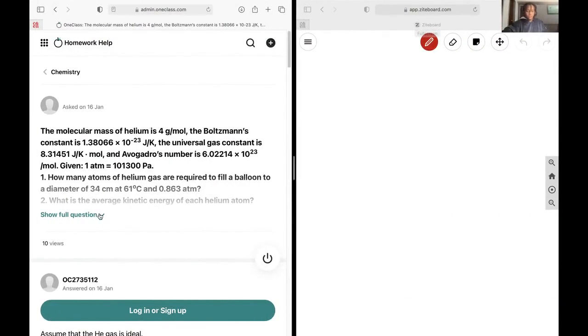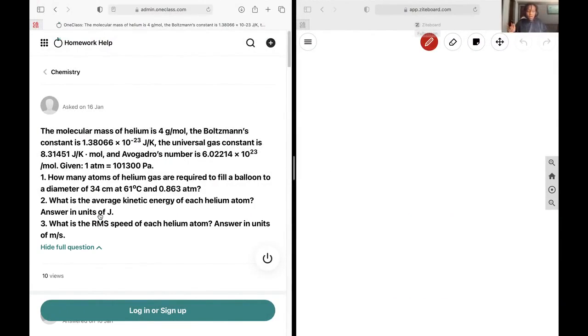Okay, let's begin. So for our first question, we are told that the molecular mass of helium is 4 grams per mole. The Boltzmann constant is 1.38066 by 10 to the negative 23 joules per Kelvin, and the universal gas constant is 8.31451 joules per Kelvin mole, and Avogadro's number is given. How many atoms of helium gas are required to fill a balloon to a diameter of 34 centimeters at 61 degrees Celsius and 0.863 atmospheres? So first, let's just write down all of the constants we've been given.